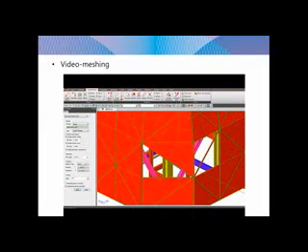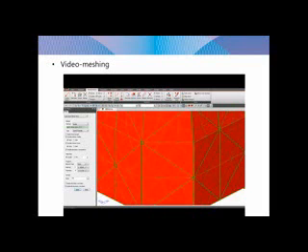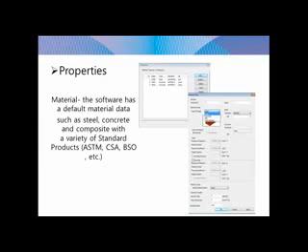So we go to the properties. We have the material. The software has default material data such as steel, concrete, and composite with a variety of standard products, ASTM, CSA, BS, etc. Section: we made our own section data that contains steel sections available commercially. This will avoid difficulties on the contractor side in procuring the steel section design.